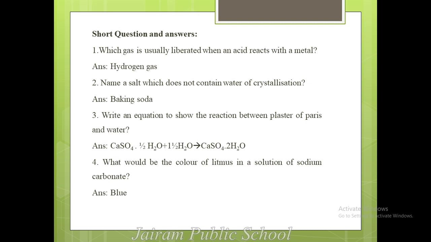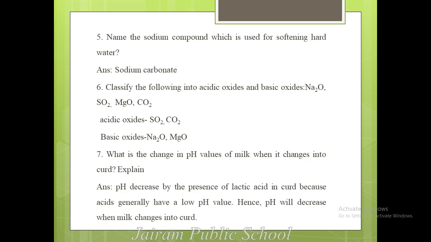Next question, what would be the color of litmus in a solution of sodium carbonate? It will be blue in color. And the next question, name the compound which is used for softening hard water. There are two types of water, hard water and soft water. For softening hard water we use sodium carbonate. The formula for sodium carbonate is Na2CO3.